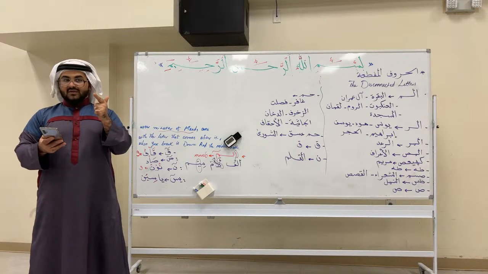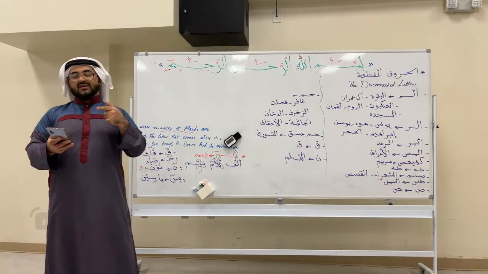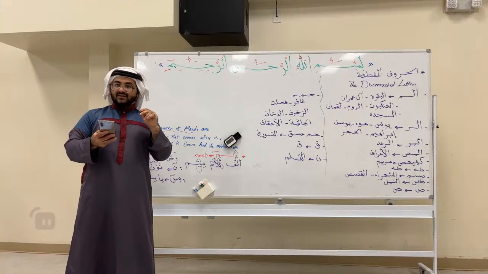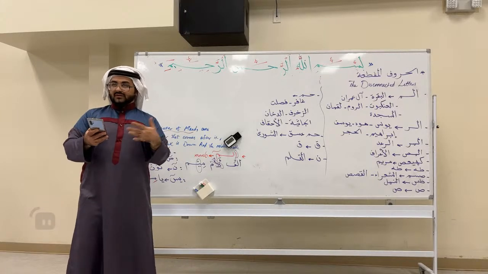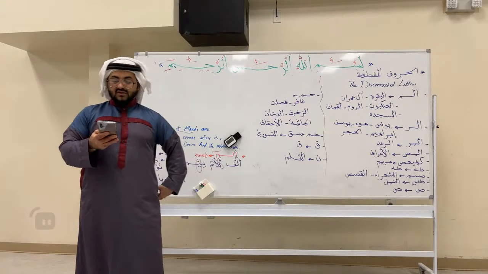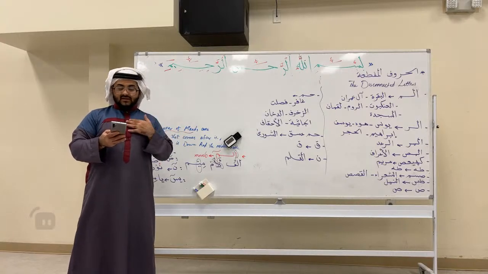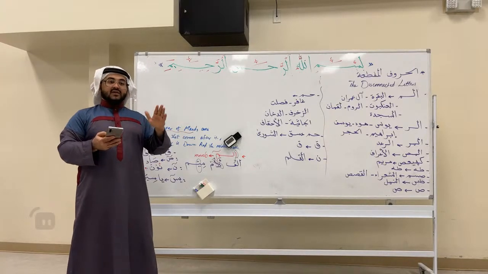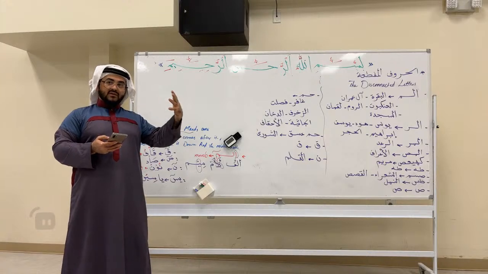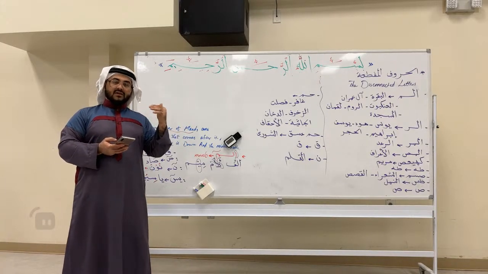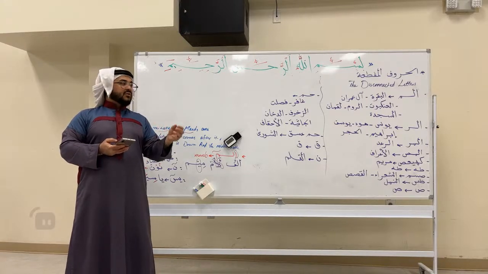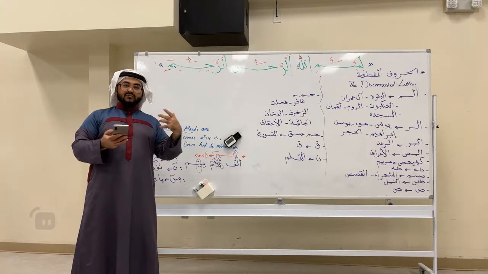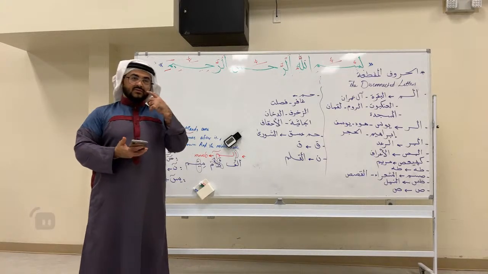The second type is you stretch them mad tabi'i, the natural mad, 2 harakat. The third type is the one people dispute about. It is 6 harakat. And we're going to study the first one, the letters that are not stretched, and then the letters that you can stretch for just 2 harakat. And then after that, we are going to study the letters that are being disputed.